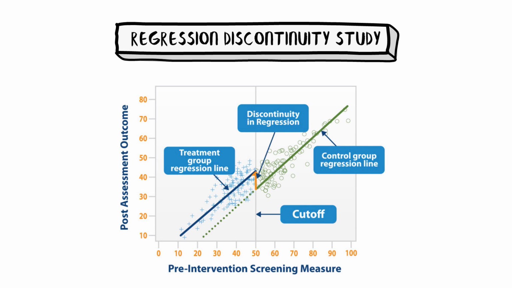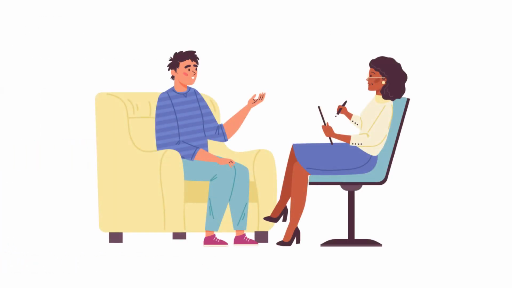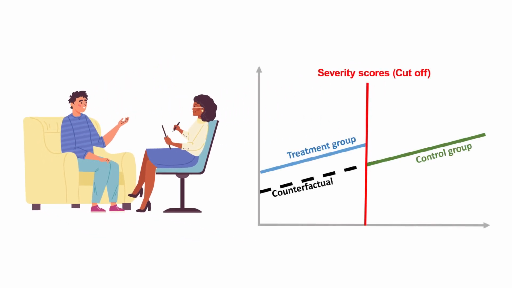For example, researchers interested in evaluating the effectiveness of a counseling intervention for individuals with depression could use a clinical severity score as the cutoff. Those with severity scores above the cutoff would receive the intervention, while those below would not. The regression discontinuity design would allow for estimating the effect of the counseling intervention on reducing depressive symptoms.